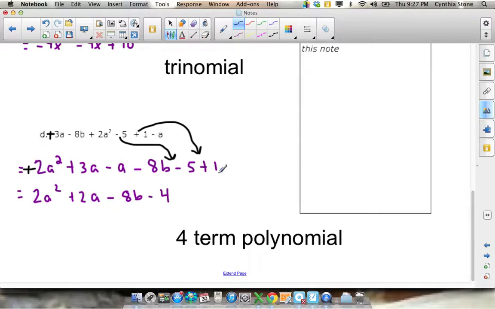Then after I've grouped, now I'll say, okay, 2a squared, I can't do anything with it. It's on its own. 3a minus 1a is 2a. 3 minus 1 is 2. The 8b is nothing to be added or subtracted to, so it stays. Minus 5 plus 1 is minus 4. So now I have a 4-term polynomial because I have 4 different terms. I can't do anything else with it.